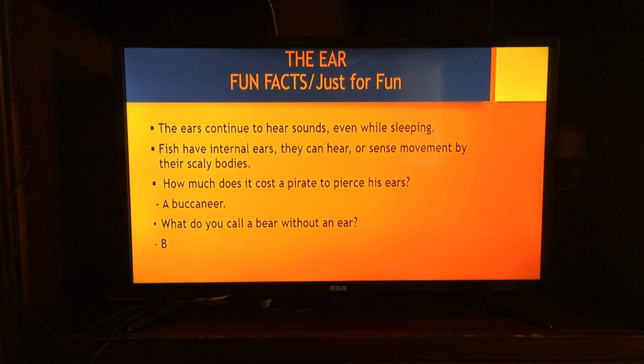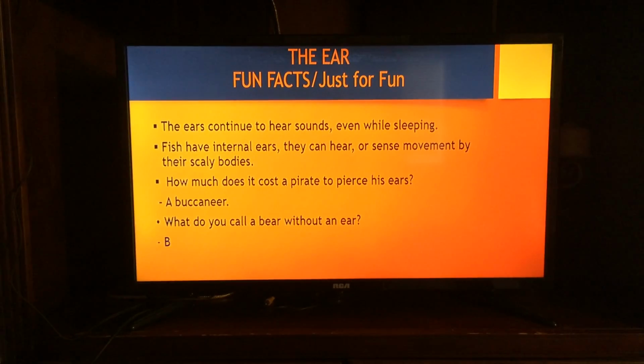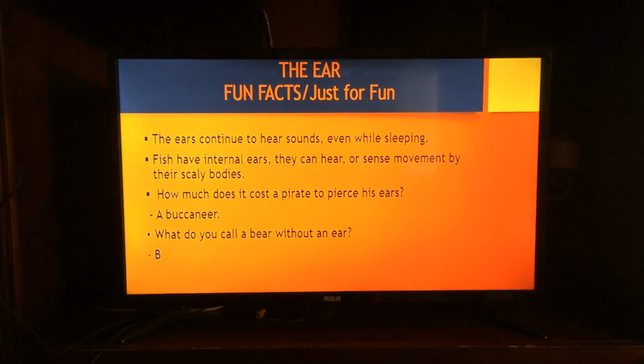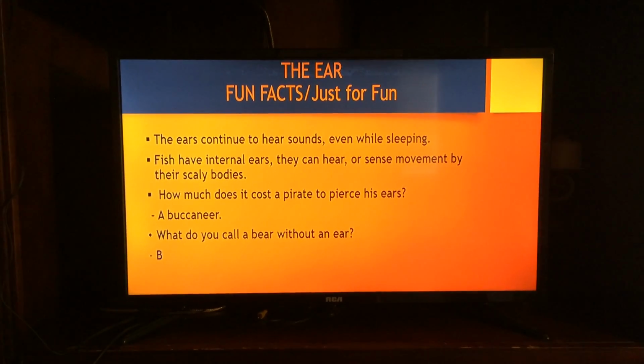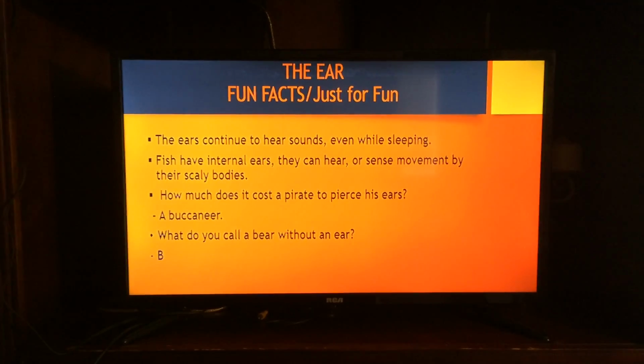A couple of little jokes I just threw in for a little bit of humor. How much does it cost a pirate to pierce his ears? $1 an ear. And what do you call a bear without an ear? Simply B.